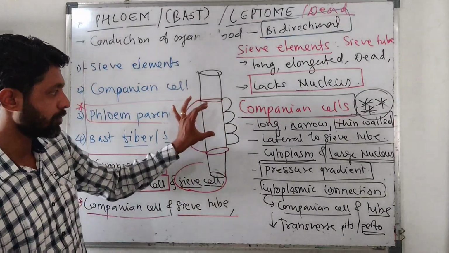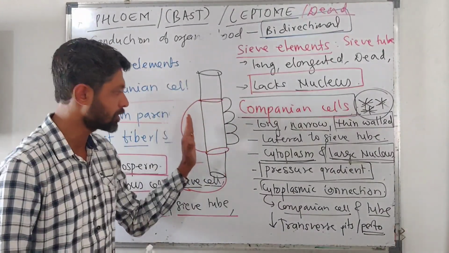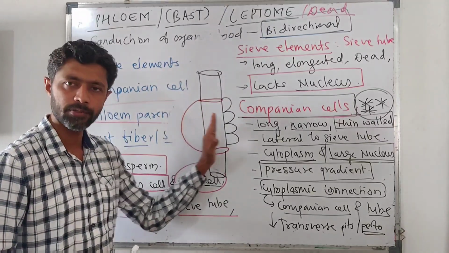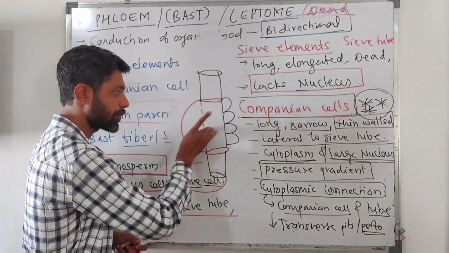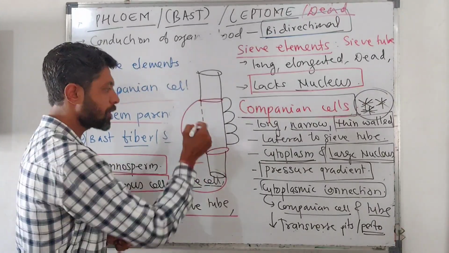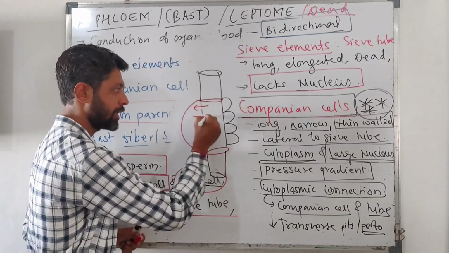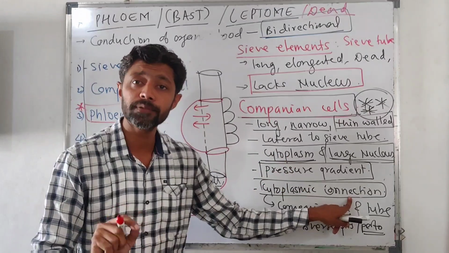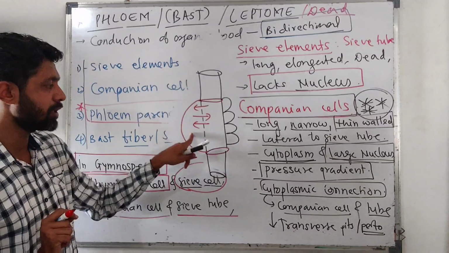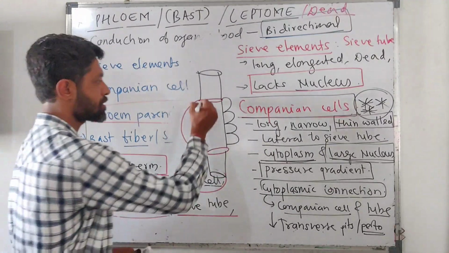Here there is a presence of your sieve tube, and adjacent to it, laterally to the sieve tube, there is a presence of companion cell. Here there is a presence of perforation in these two walls. This perforation will maintain a cytoplasmic stream in between them. So a cytoplasmic connection is present in between companion cell and a sieve tube.